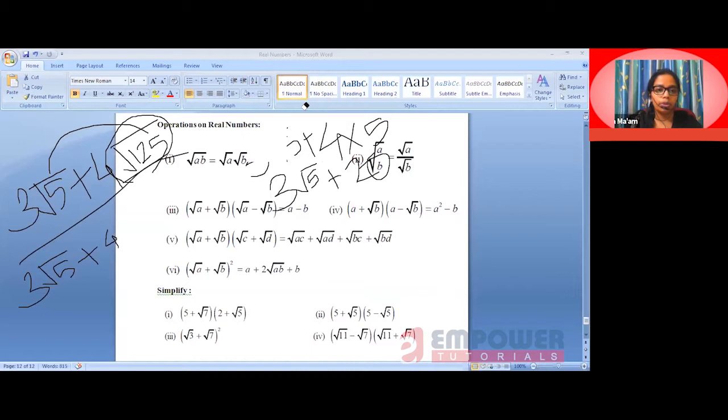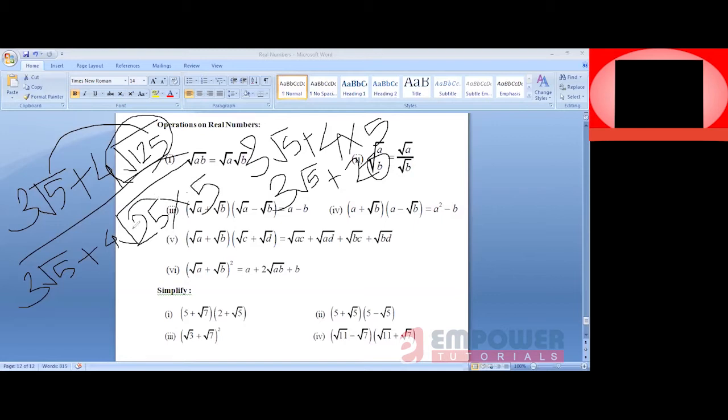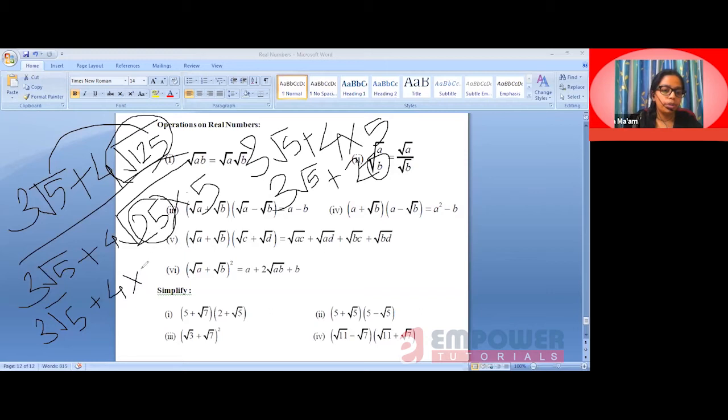So in this case, you have to simplify this. 25 times 5 is 125, am I right? Yes, ma'am. So 25 is the square. So I can write it down as 3 root 5 plus 4 into root 25 into root 5. This is the same thing, right? Because if I multiply root 25 into root 5, that will be root 125. So I will write in this form.